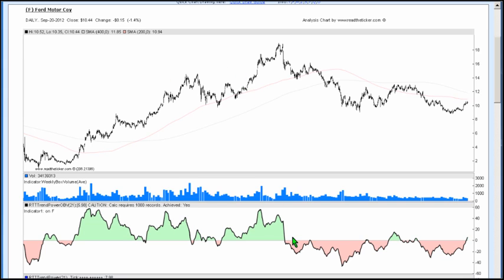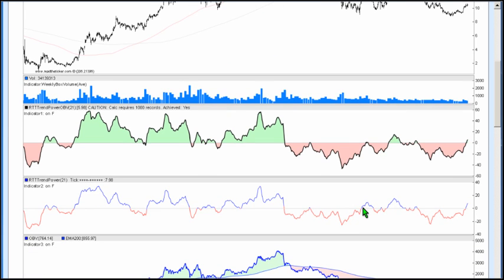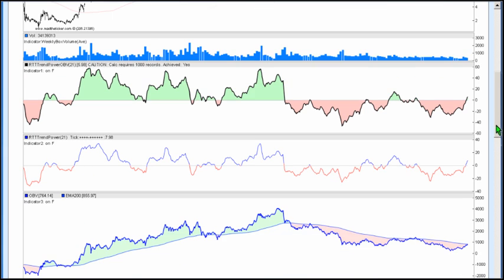This is a custom indicator. It's in the second box on this chart. OBV stands for on balance volume. RTT Trend Power is the custom indicator already part of the website. RTT Trend Power OBV is simply the addition of the on balance volume indicator and RTT Trend Power.